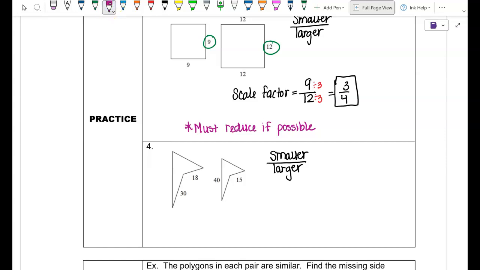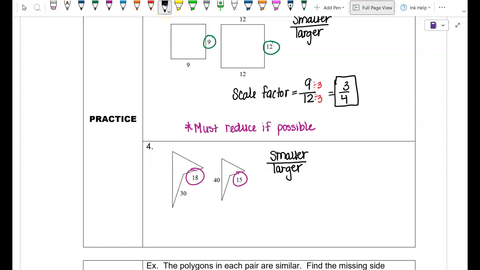What are the two numbers that are in the same place on the diagrams that I can match up in this case? I'm sorry, I couldn't hear that, a little louder. Yeah, 15 and 18 are the only ones. The 30 and 40 are not representing the same parts of the diagram.